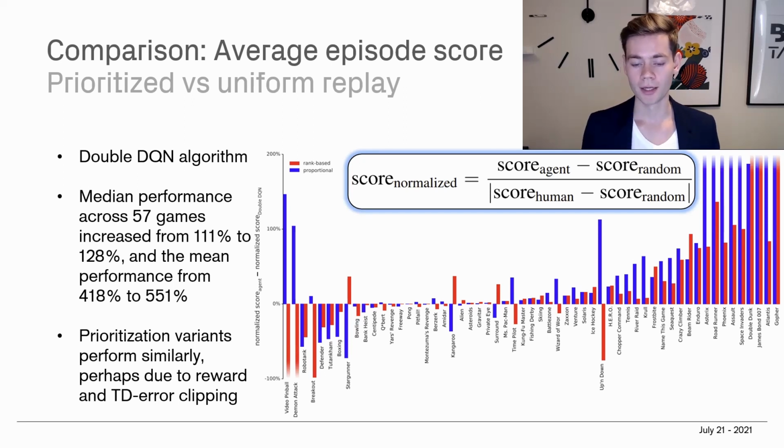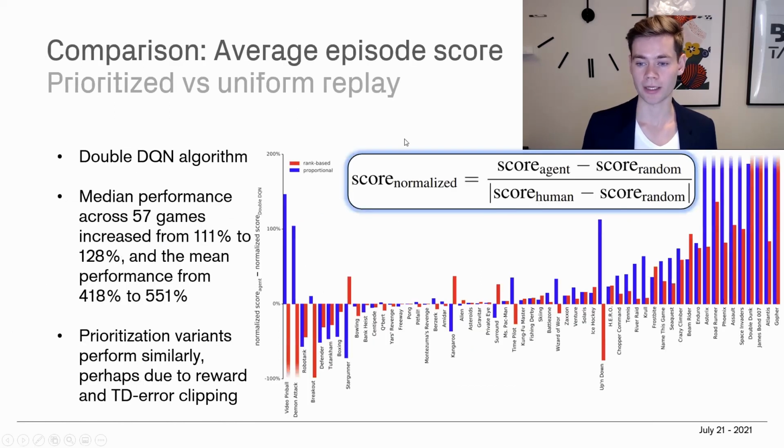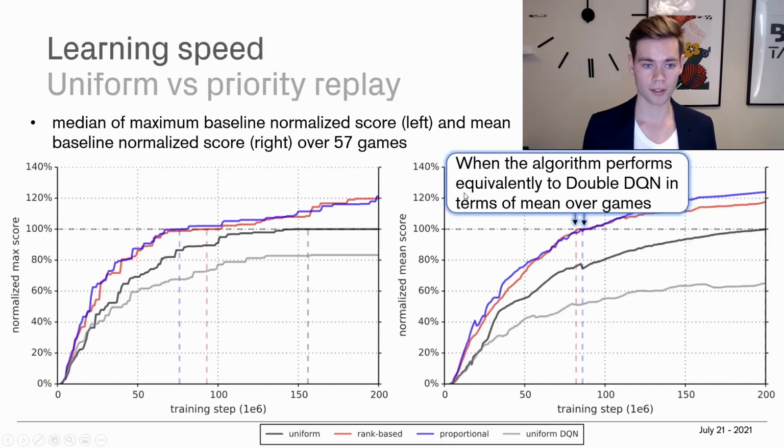In order to get a fuller view of the evaluation, we're also looking at learning speed for the different algorithms. And so what we can see here on these two graphs, let's start with the left one. So this is the median across games of the maximum baseline normalized score. So what this means is the normalized score is according to the formula here, but instead of human player here, we would evaluate it using the double DQN one as a reference. So we have the normalized score, and we take the maximum of that score for a given game, and then we take the median across all games.